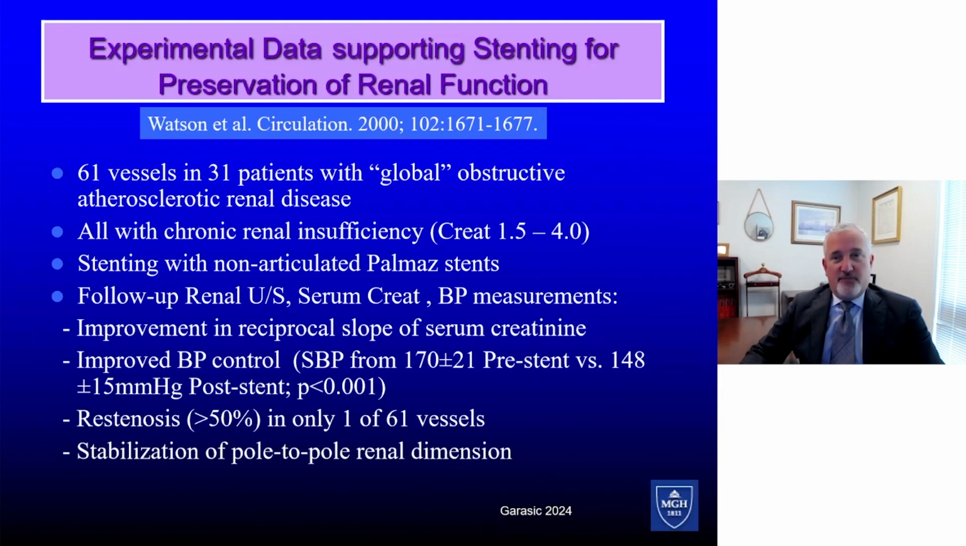So who benefits from intervention? Does anyone benefit from intervention? And I would say that there's a whole mass of data looking at this that predated the randomized data that we'll get into here. And the bottom line is that there was considerable data to suggest that revascularizing the kidneys was a benefit. People seem to have improved blood pressure control. The renal function may have been stabilized.